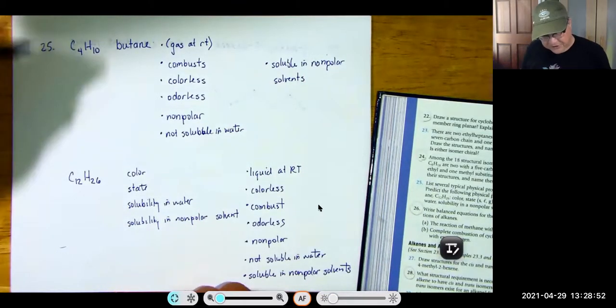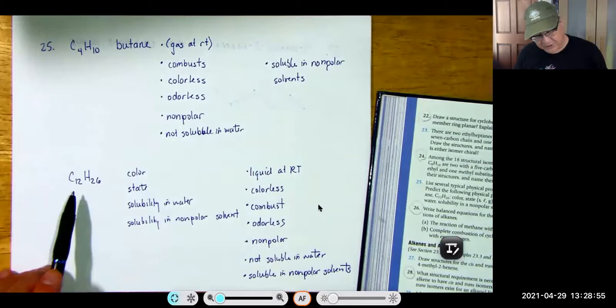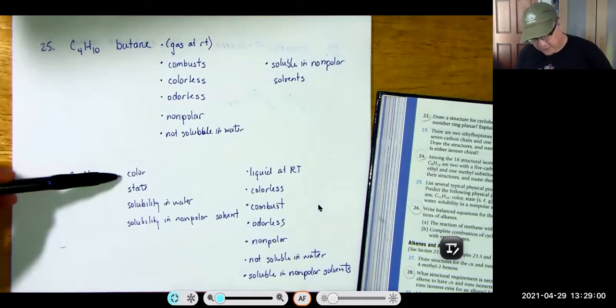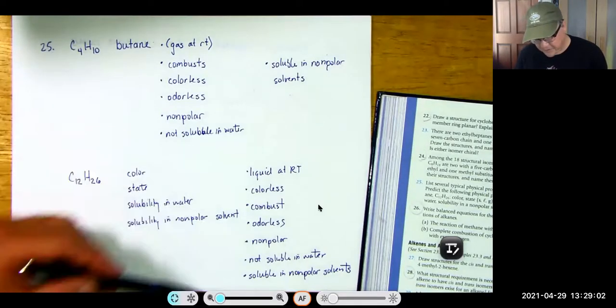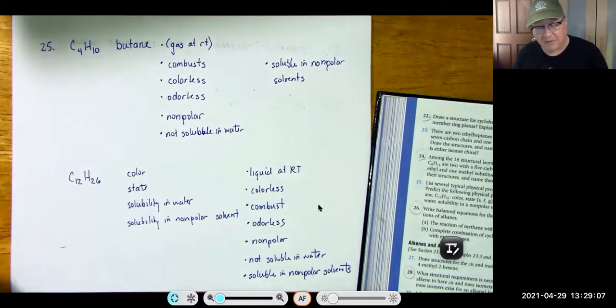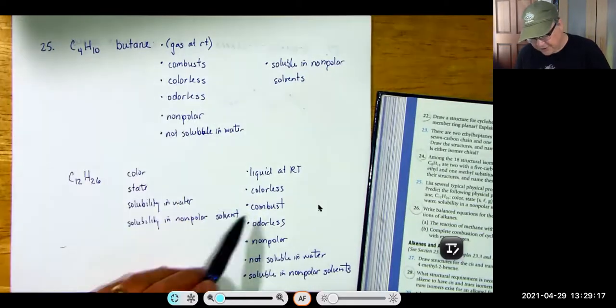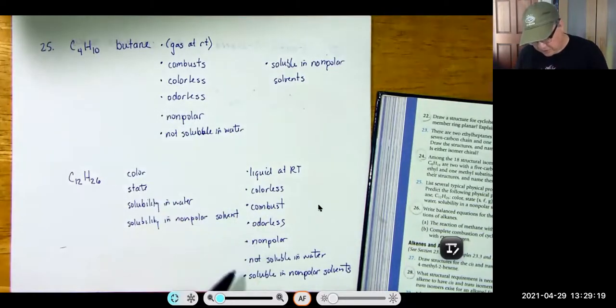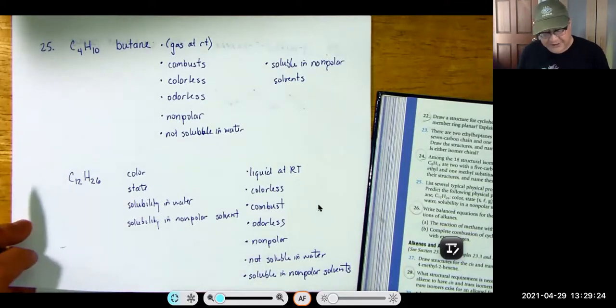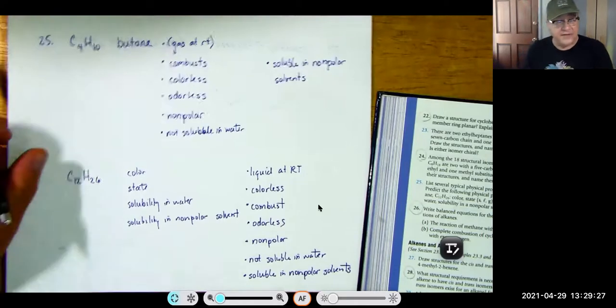The second part of the question is, what about dodecane, which is C12H26? They want these particular features, and we answered more than that. We said it's a liquid at room temperature, because basically from C5H12 on up, they're liquids at room temp. I don't know where the cutoff is where they turn into a solid, but I believe it's above 12. They're colorless, odorless, they combust, they're nonpolar, not soluble in water, and soluble in nonpolar solvents. So the properties are just the same as butane except for the state at room temp.